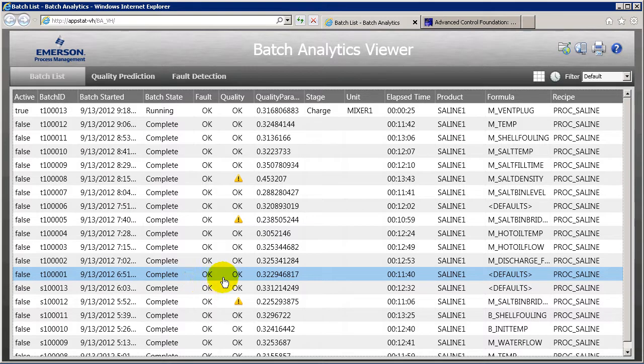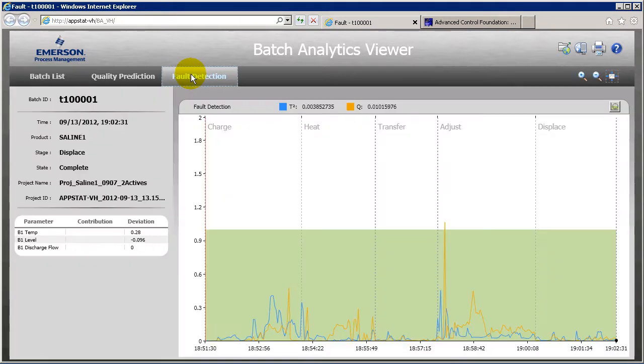During normal operation, there won't be any faults detected, and so he'll have okay for both fault and quality. For normal processing, the T-squared and Q statistic will be below a value of 1, indicating normal operating conditions in the batch. And as you see here in both the mixer and the blender, the process was determined to be operating normally for this particular batch that we're looking at.